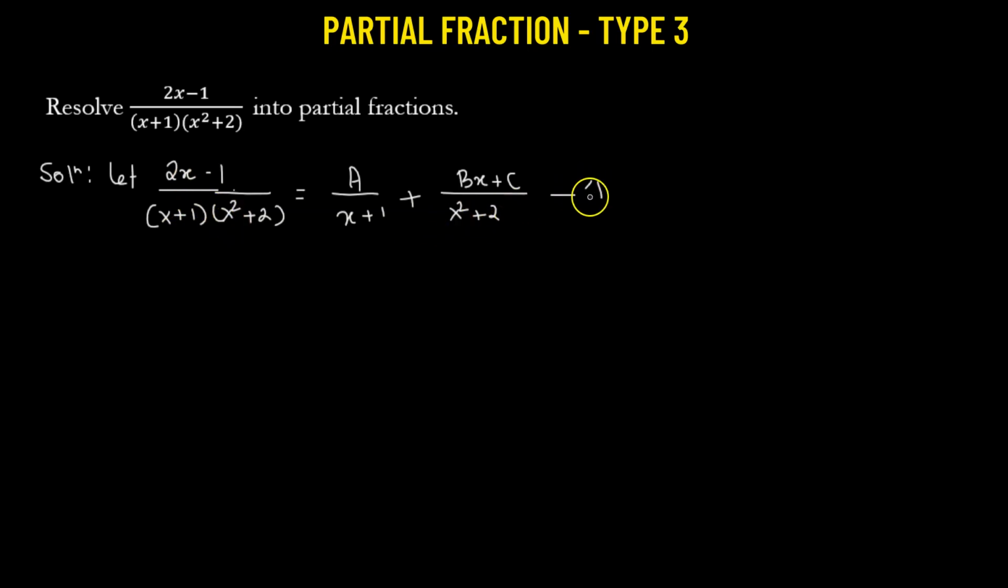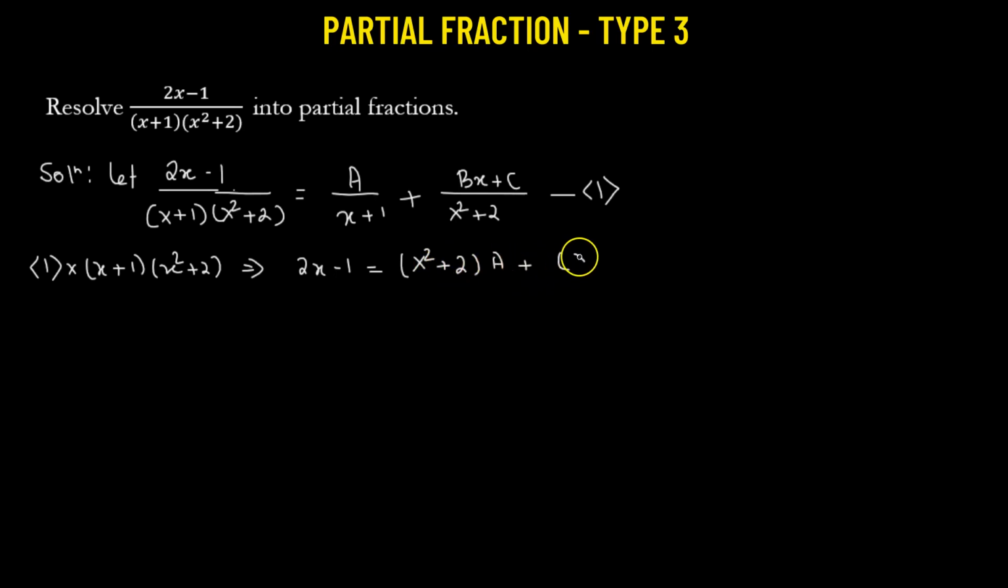We're going to label this as number 1. So let's do one thing. We're going to take equation number 1 and multiply throughout by (x + 1)(x² + 2), such that we get 2x - 1 = (x² + 2)A + (x + 1)(Bx + C). Let this be number 2.